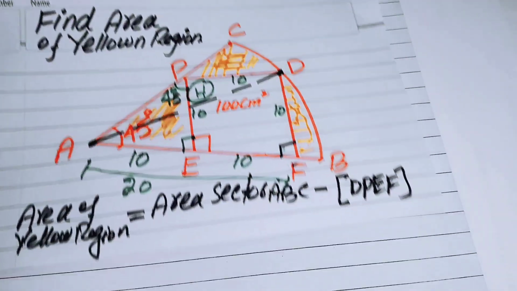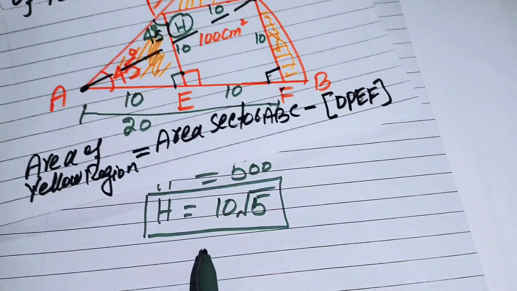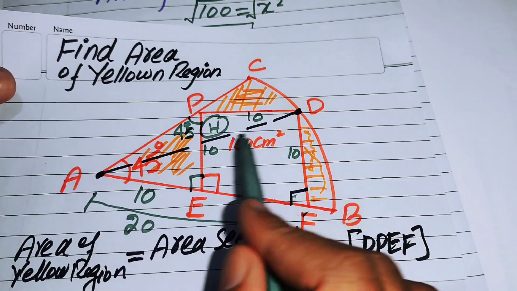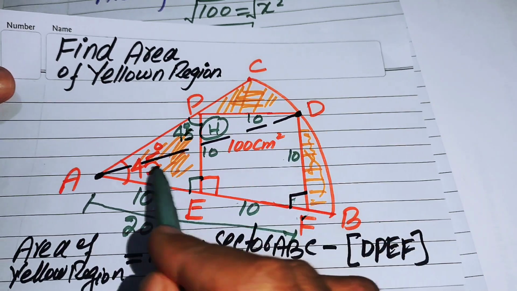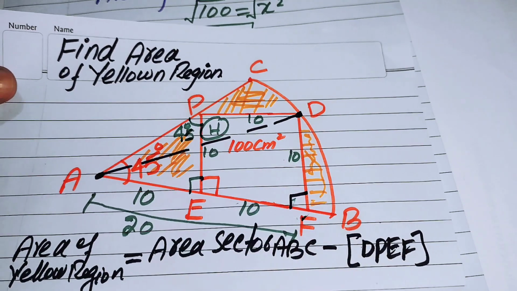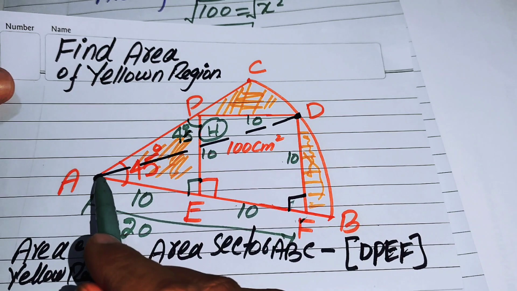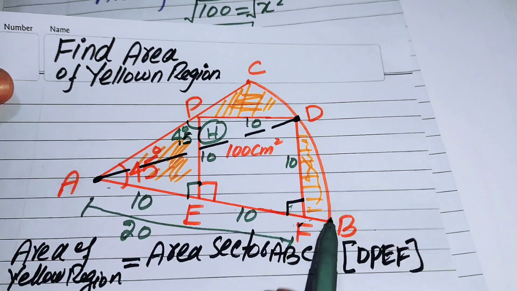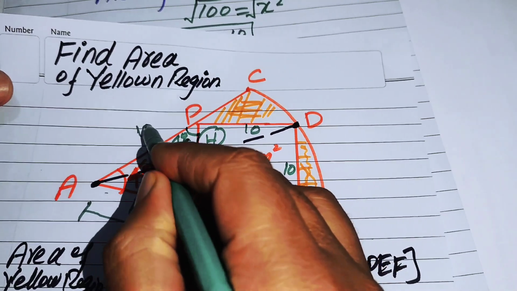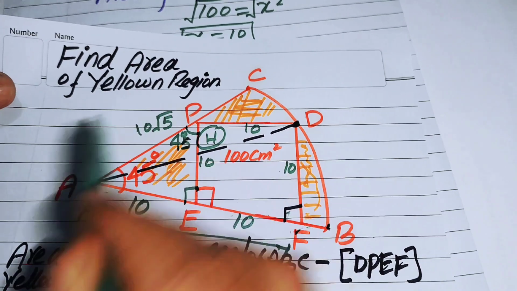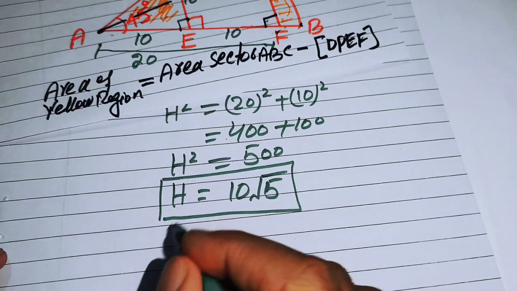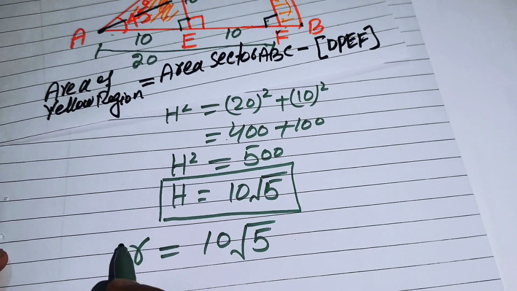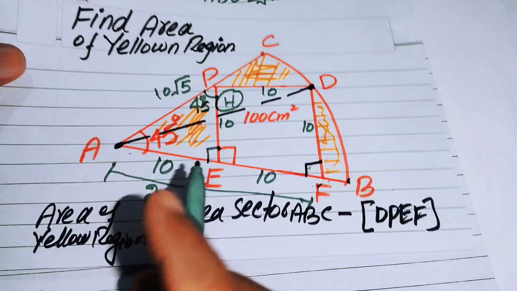If the value of our hypotenuse is 10 times the square root of 5, then our hypotenuse AD is the radius of the circle. Here you have three radii of this sector: one radius is AC, the second is AD, and the third is AB. So the value of the radius is 10 times the square root of 5, equal to this hypotenuse.